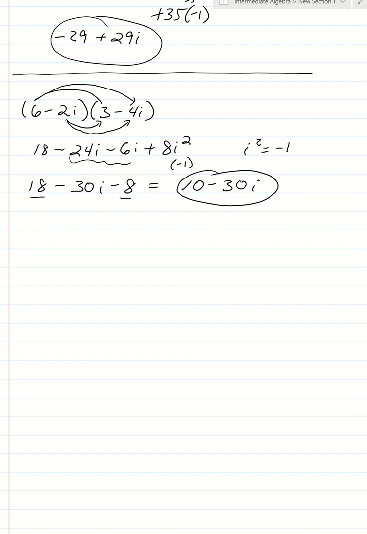Let me give you one to try on your own. Let's say we want to take 4 plus 2i, and we want to multiply that with a 3 minus 5i. Take a few minutes, pause the video at this point, and see if you can work through the problem. Once you are done working through the problem, check back and see how you made out.